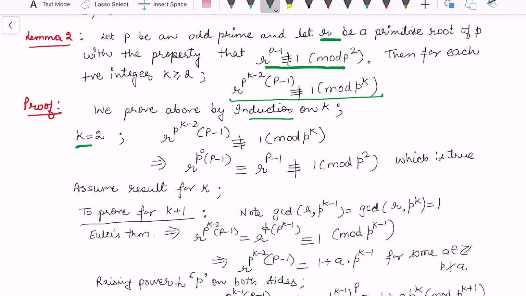For k equal to 2, just simply substitute the value k equal to 2 in the desired congruence. When we put k equal to 2, it becomes p to the power 0 into p minus 1, and hence it comes out to be not congruent, and the result is true.